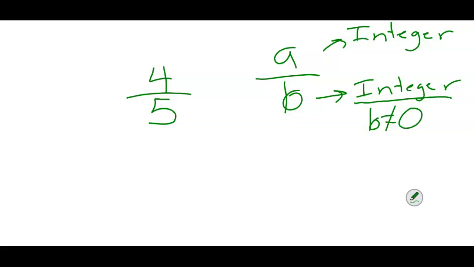What do we think? 4/5. Maddie. It is a rational number because 4 is an integer. Perfect. 4 is an integer, which is A. 5 is an integer, which is B. And it is an integer and not 0. Okay?